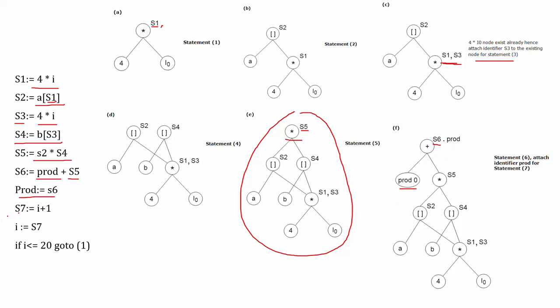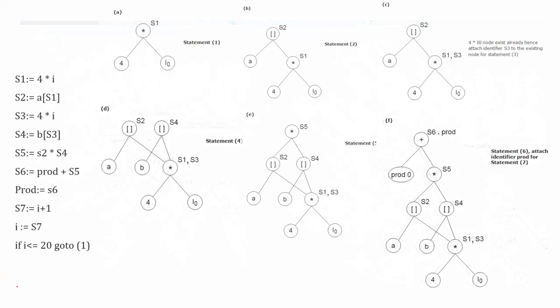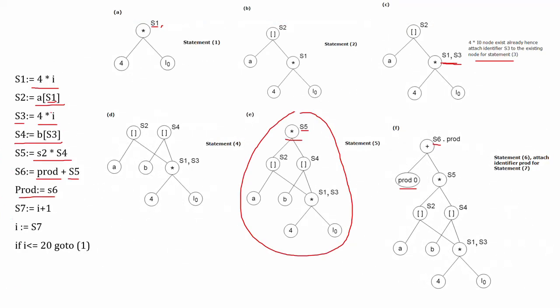Okay. The next one we have is S7 is equal to I plus 1. See, listen here. For S7 equal to I plus 1, I we have already computed. This is the latest value of I here. Plus 1 we need to add. Okay, then we need to assign I is equal to S7.